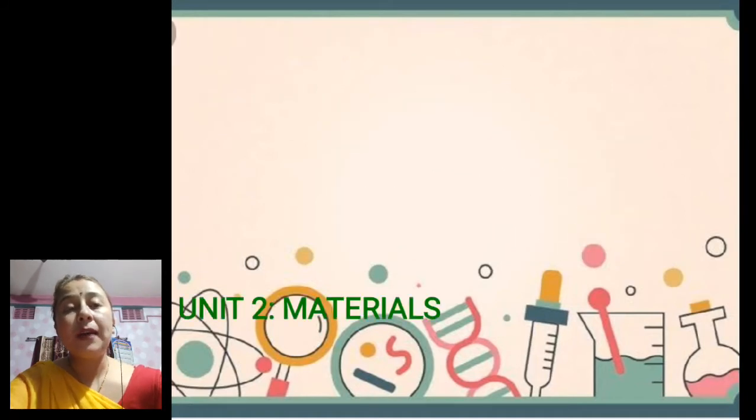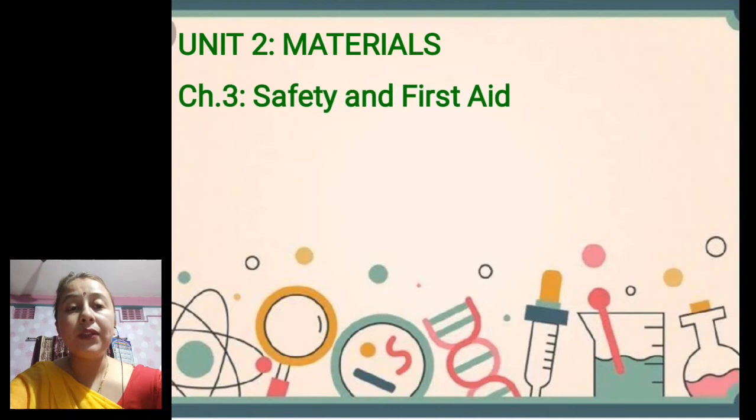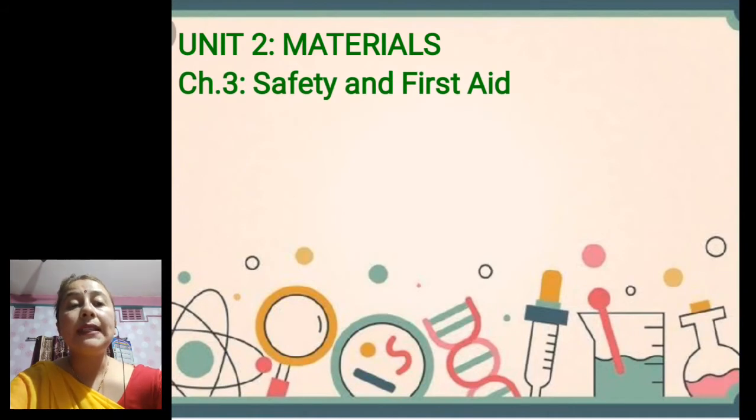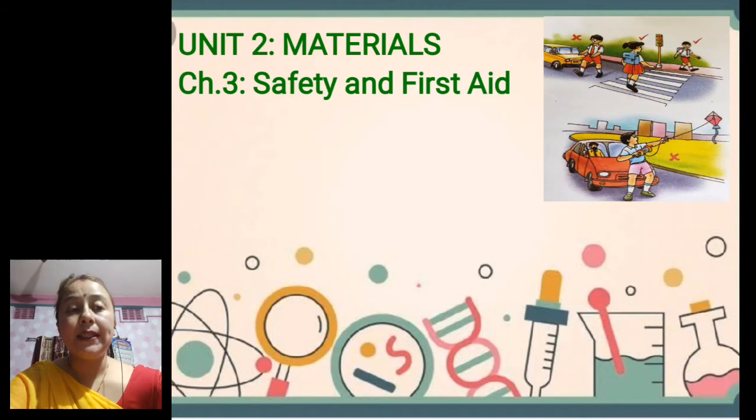So the next chapter is from unit 2, materials only, that is chapter 3, safety and first aid. You know about safety and first aid, right? We need to take different types of safety in order to be safe from different types of accidents. So you can see in the picture also that there are various rules and we need to keep ourselves away from accidents that can occur.